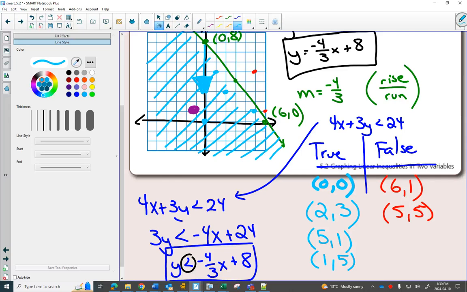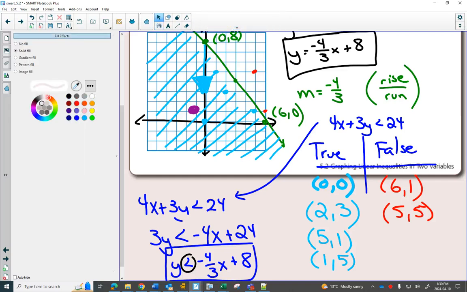And we noticed when we picked points to check, every time we picked a point in this blue section, it fell under the true column. But anytime we picked a point above the green line, it fell into the false section. So sometimes a solution to a problem is millions, an infinite amount of answers. You're never going to be asked to, hey, can you just write down all the points that work?